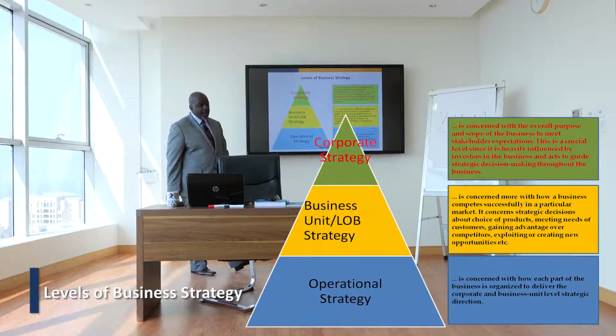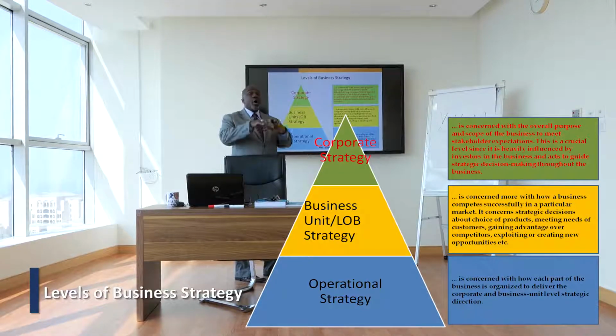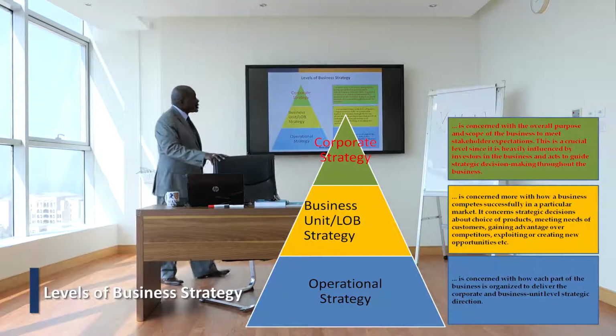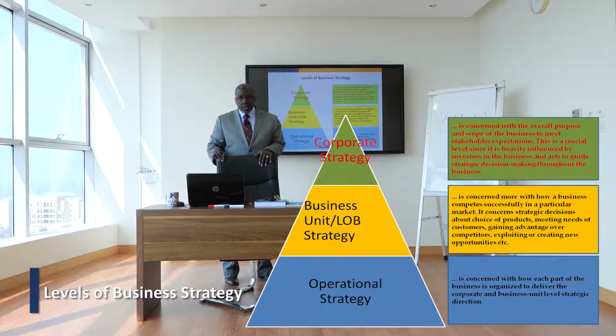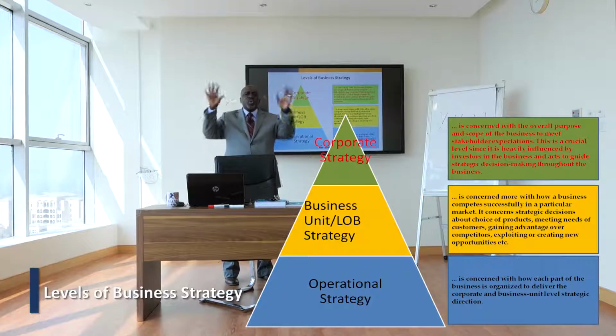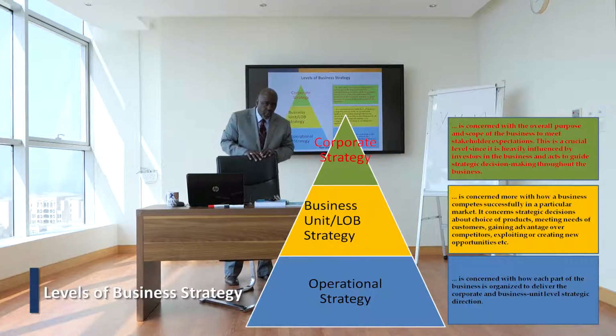So the corporate strategy, we've been looking at this all day. So here are the three levels. The first one is the corporate level. Corporate level is concerned with the overall purpose and the scope of the business. It's crucial at this level since it's heavily influenced by investors, right? So the investors, the stakeholders, the public, they want to know about the corporate level. Overall, what is the general direction that the organization is going? That's at the corporate level.